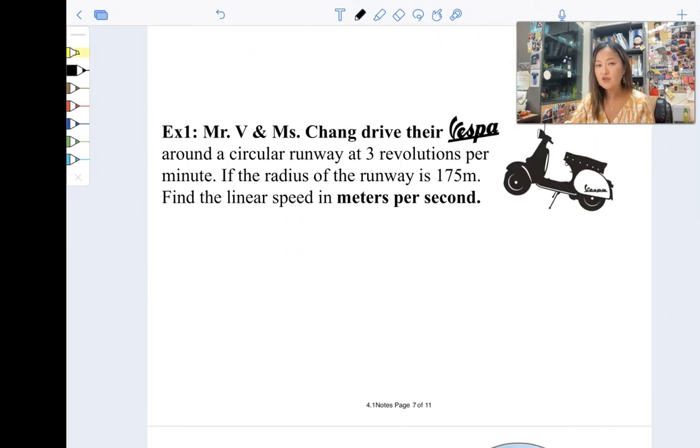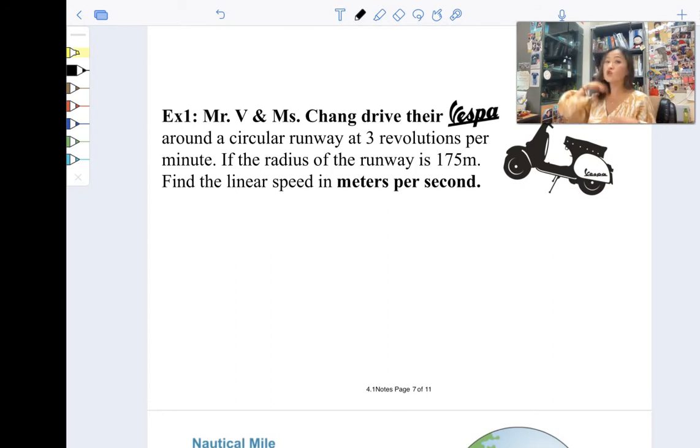So let's try an example. I don't know if you guys know this, but Mr. V and Ms. Chang, we drive our scooter when the weather is nice to work. But on the weekends when we're not teaching or working, we like to go around in circles in our Vespa. Whee! Do like wheelies. Okay. Now, again, keep in mind stoichiometry.